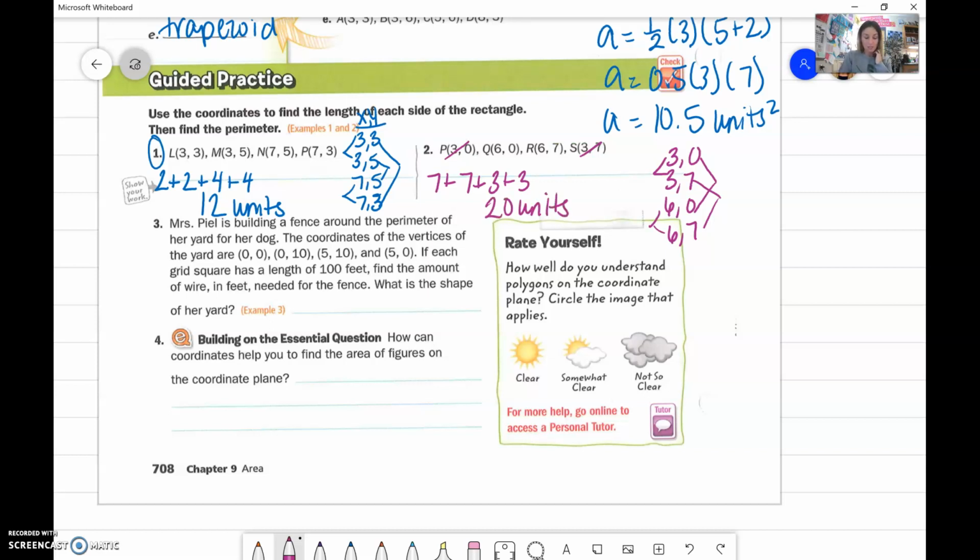All right, this next one is the one that I think is really most beneficial. It says Mrs. Pyle is building a fence around the perimeter of her yard for her dog. The coordinates of the vertices of the yard are 0, 0, 0, 10, 5, 10, 5, 0. If each grid square has a length of 100 feet, find the amount of wire needed for the fence and what shape is her yard.